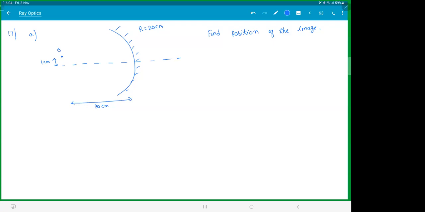Remember that the formula 1/v plus 1/u is equal to 1/f is valid only when the object is on the principal axis. But here it's not on the principal axis. So you can't apply the formula directly. Try for a minute. I'll show you how to do this in case you couldn't. There is a way to do it if the object is not on the principal axis.